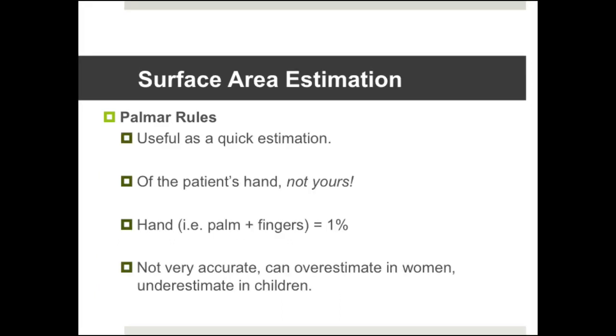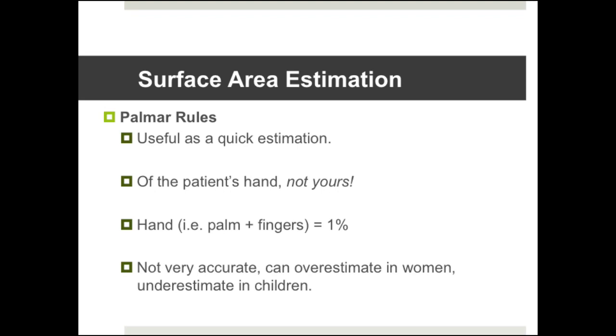So there are several techniques that one can use when it comes to surface area estimation. Here we aim to provide a brief overview of the 3 most commonly used techniques: Palmer rules, rule of nines, as well as the use of London-Browder charts.